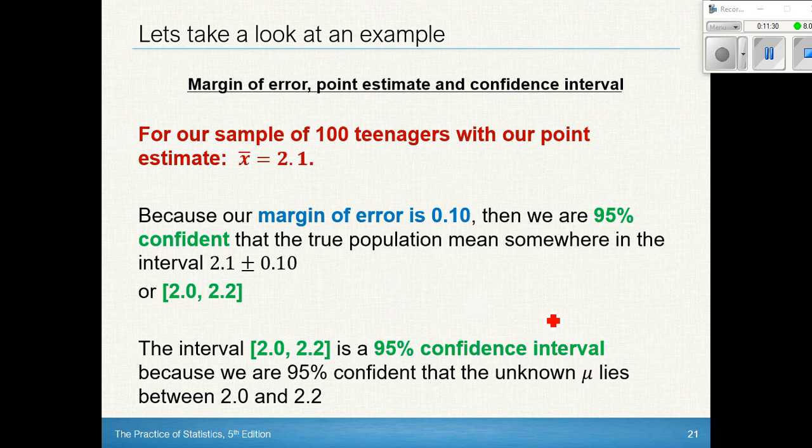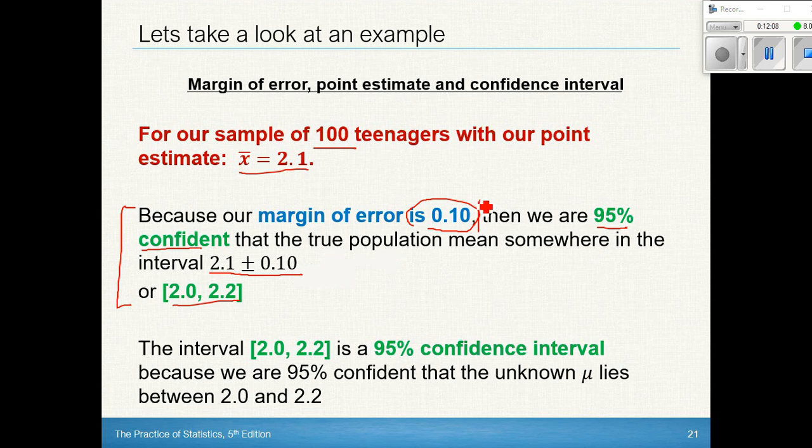Okay, so let's continue to look at this example. For our sample of 100 teenagers with our point estimate of 2.1, our margin of error is saying we're not exactly correct, it could be a little bit higher, a little bit lower. Because our margin of error is 0.10, we are 95% confident that the true population mean lies somewhere in the interval of 2 to 2.2. This is a very important interpretation that you are going to have to know how to do.